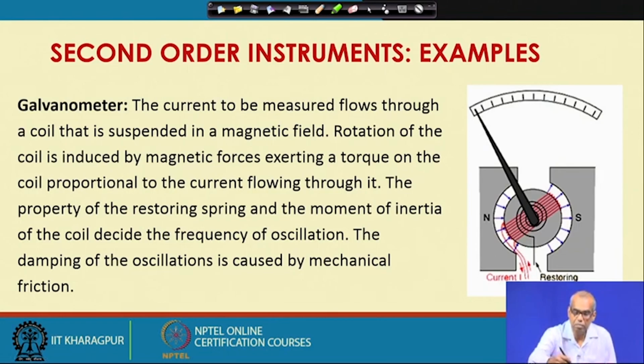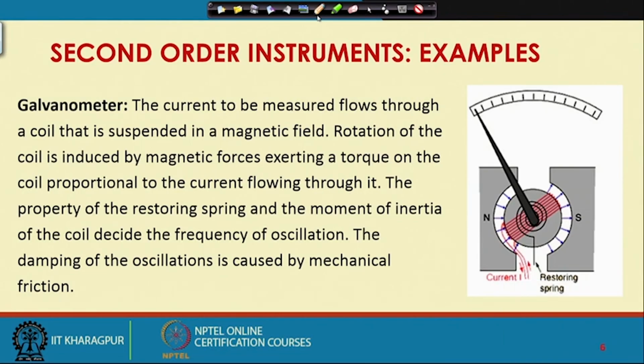Galvanometer is another example of second order instrument. Galvanometer measures current. So, the current to be measured flows through a coil. This is the coil that is suspended in a magnetic field. Rotation of the coil is induced by magnetic forces exerting a torque on the coil proportional to the current flowing through it. The property of the restoring spring and the moment of inertia of the coil decide the frequency of such oscillation. The damping of the oscillations is caused by mechanical friction.